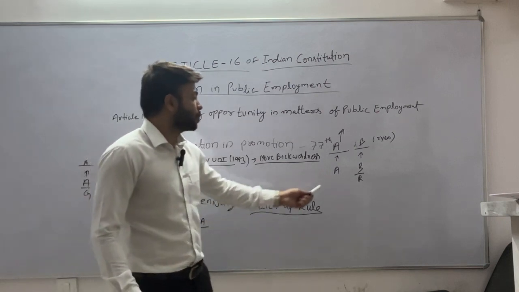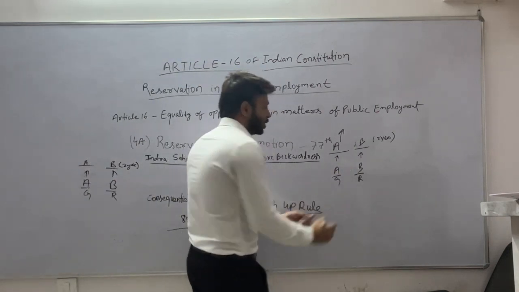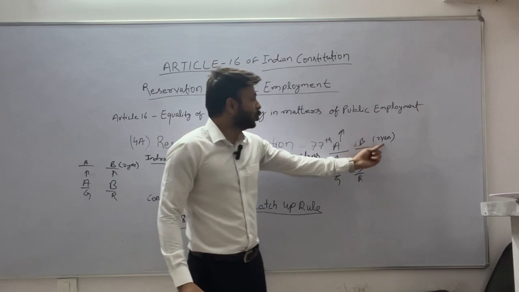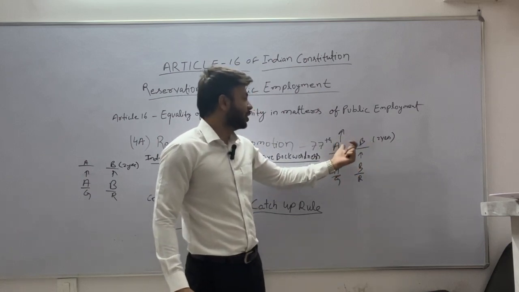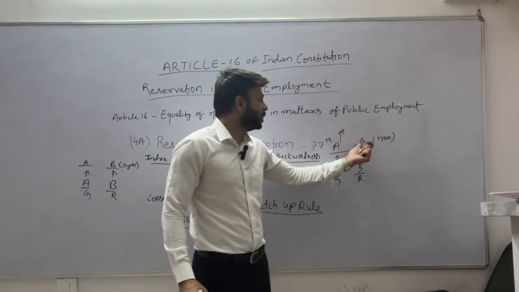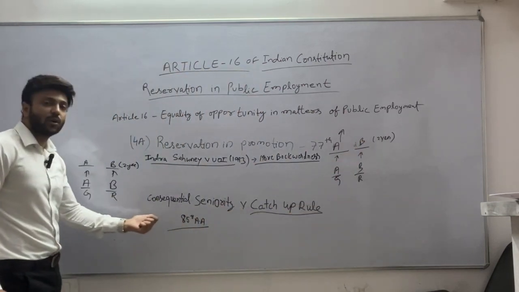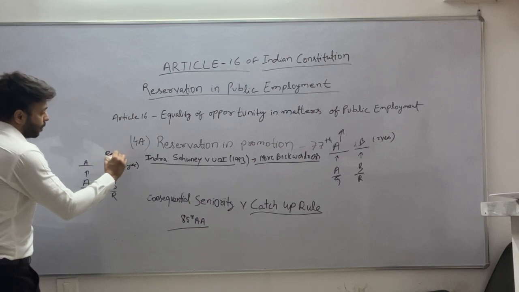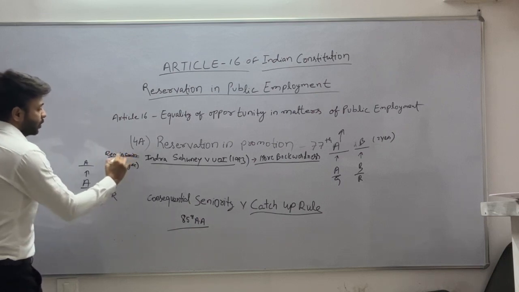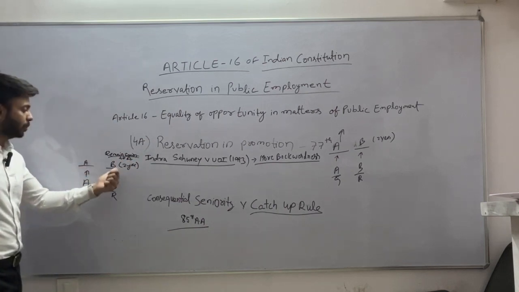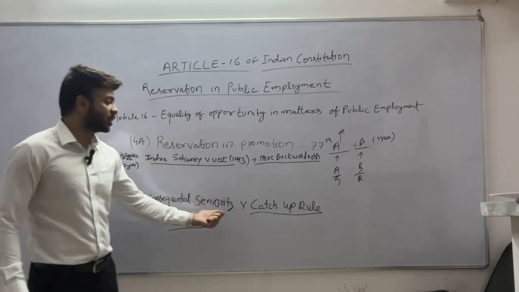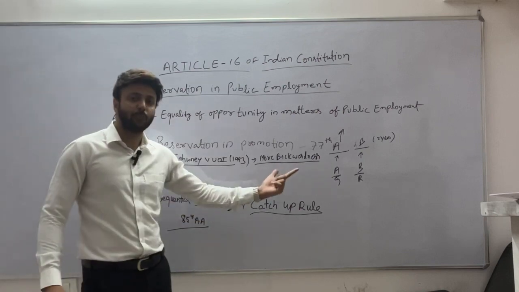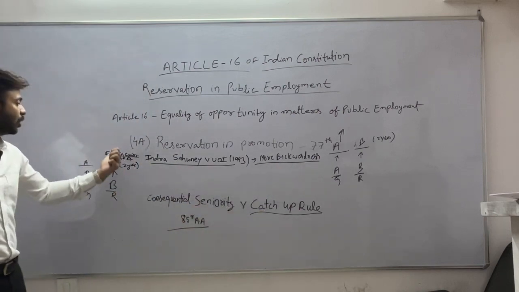So we understand through catch-up rule, A and B both are the same, working on the same rank. Okay, B is from reserve category, A is from general category. B gets promotion. 2 years he works. After 2 years, A also gets promotion, and A and B will again be the same, and B will not be senior to A. But consequential seniority states that if B gets promotion earlier due to reservation, B will remain senior to A, and A will be junior to B because B got promotion earlier. So this is the meaning of consequential seniority, and we understand what is catch-up rule and what is consequential seniority. Catch-up means A will catch up to B, and consequential seniority means B will always remain senior to A.